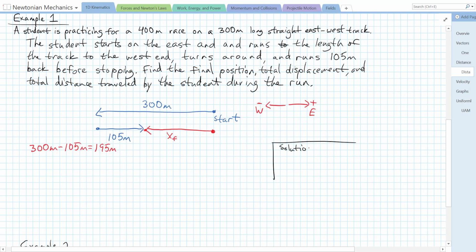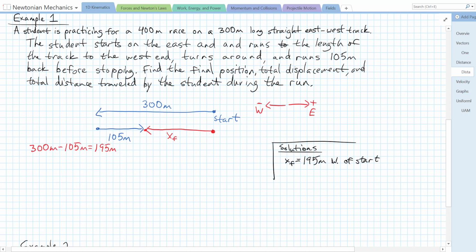Solutions. So I would say that x final is equal to, well, it's 195 meters, and it's to the west of the starting point. So 195 meters west of the starting point. West of start.